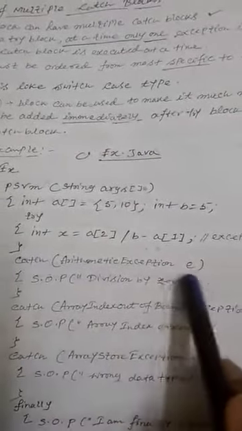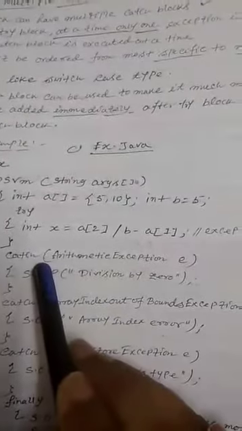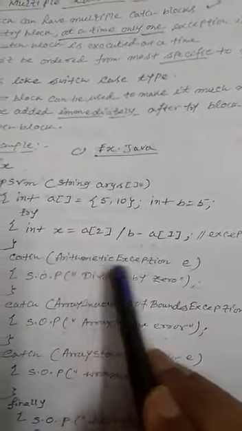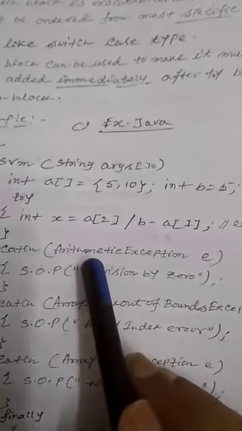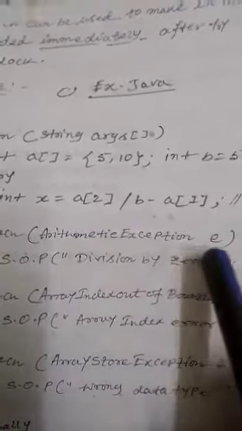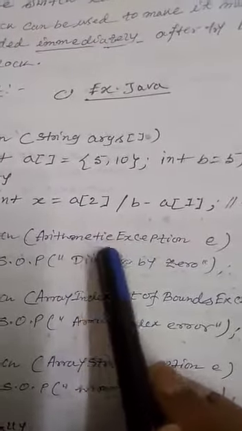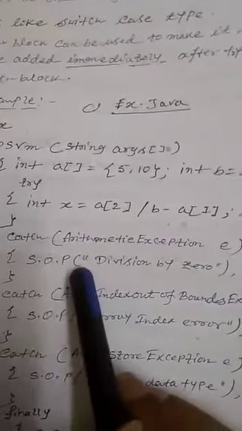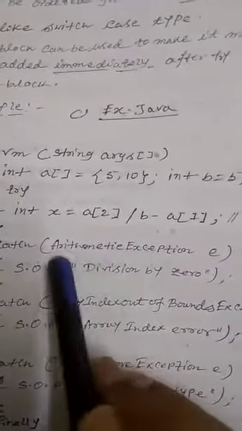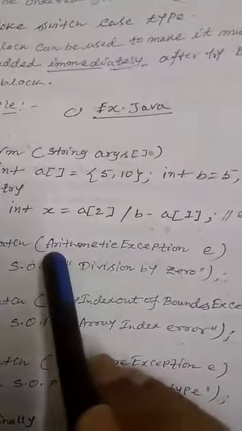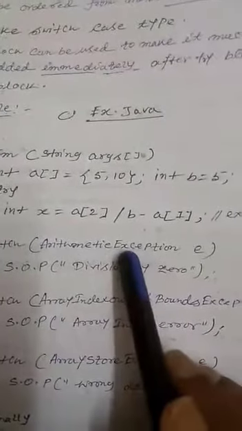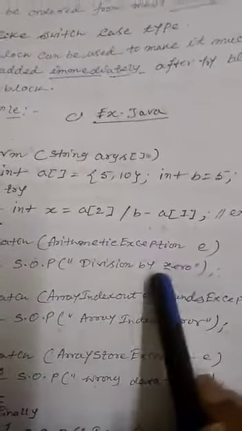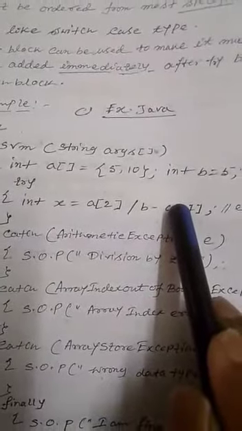Now a catch block has been placed. The first catch block will catch ArithmeticException. You know that ArithmeticException is already available as an inbuilt class in Java, and e is the object reference. So see the nomenclature: class identifier name, ArithmeticException with capital A and capital E, like a chart table. Now System.out.println, we will print division by 0. It has not actually occurred.